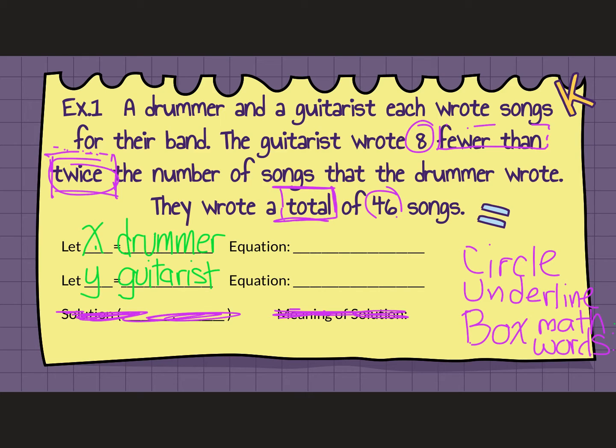So the first equation we're going to work on is this last one right here. They wrote a total of 46 songs. Because it's a total, I know something is going to equal 46. Well, what is that something? It's the number of songs. But who wrote the songs? It was the drummer, which we're calling X, and the guitarist that we're calling Y. So we know we're going to do something with the X and with the Y. The question now is, what are we doing?